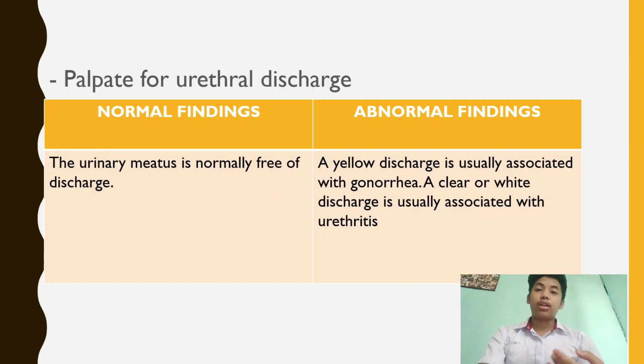Palpate for urethral discharge. Gently squeeze the glans between your index finger and the thumb. For the normal findings, the urinary meatus is normally free of discharge, while for the abnormal findings, a yellow discharge is usually associated with gonorrhea. A clear or white discharge is usually associated with urethritis. Any discharge should be cultured.